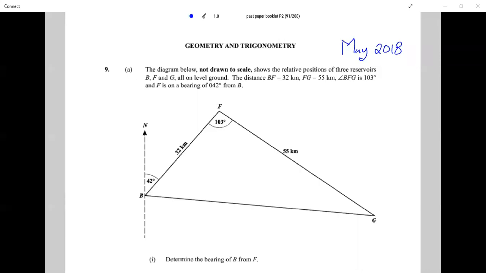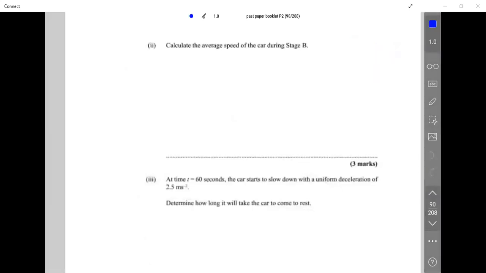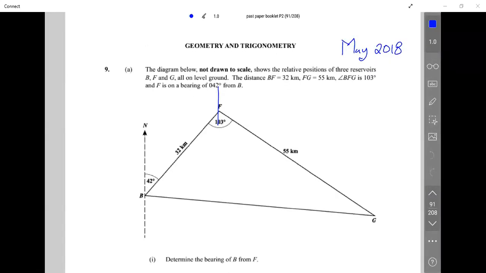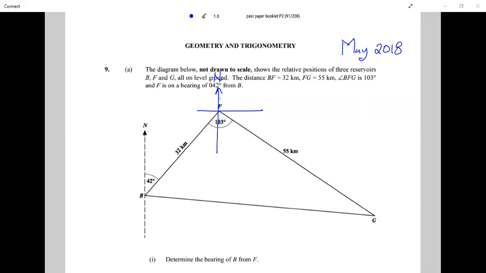So wherever I'm taking a bearing from, I'm going to go to that point and draw my north-south line. So it's the bearing of B from F. All right, let's draw it down. This is my north direction, my north, south, east, west line. Of course, bearing is measured clockwise from north.